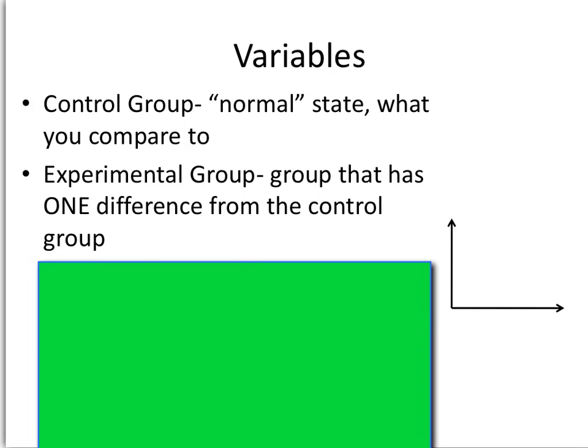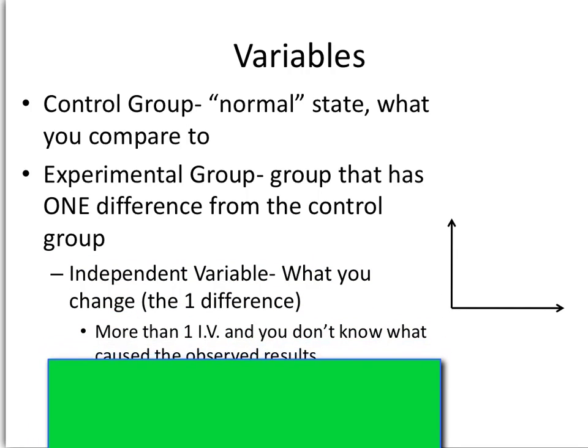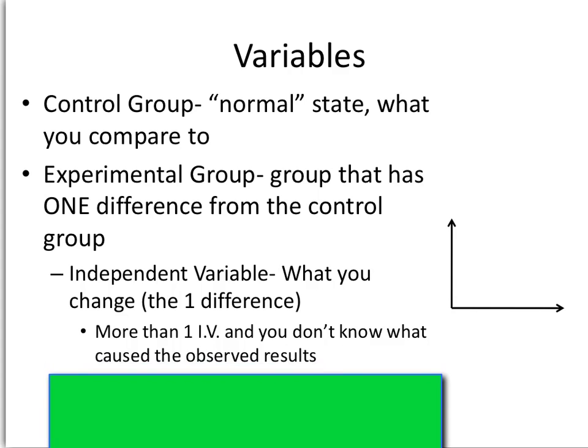Right. Within your experimental group, you have a couple different variables. The independent variable is what you change, the one difference. If you have more than one independent variable, that's a bad thing, right? Because then you don't know what caused the observed results. If you change temperature and humidity in your greenhouse and your plants start to do better, okay, great, they're doing better, but is it because of the humidity or is it because of the temperature? You don't know because you changed 2 different things.